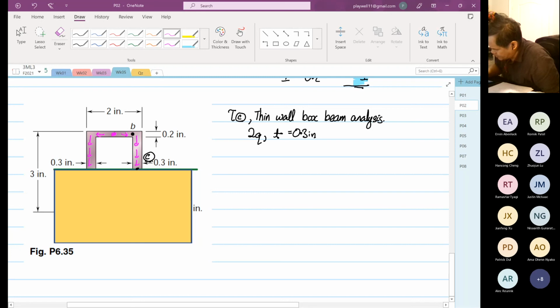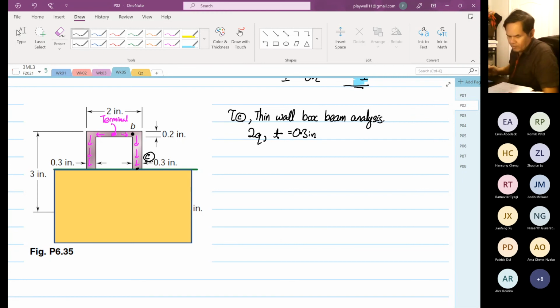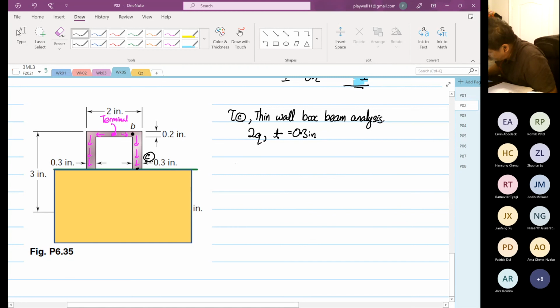Okay. So this is our terminal. From here, we calculate our Q at point C. So Q at point C is equal to the Q of the flange plus the Q of the web.